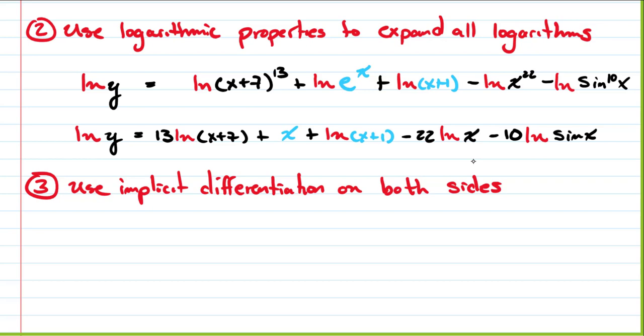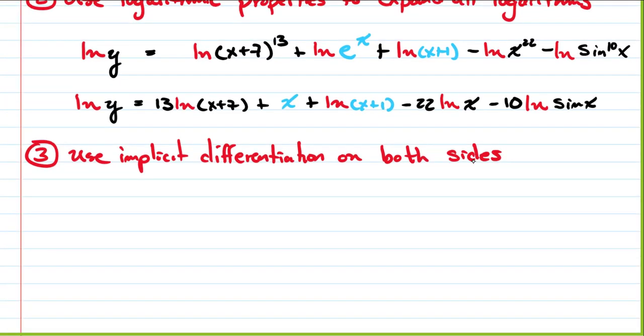So now when we do implicit differentiation, the derivative of the natural log of y is going to be 1 over y, but we're doing it implicitly, so times y prime. Because whenever we differentiate y with respect to x, we always get a y prime. So then on the right side, we now have 13 times the derivative of ln of x plus 7, which is 1 over x plus 7 times the derivative of the inside, which is just 1, plus the derivative of x is 1.